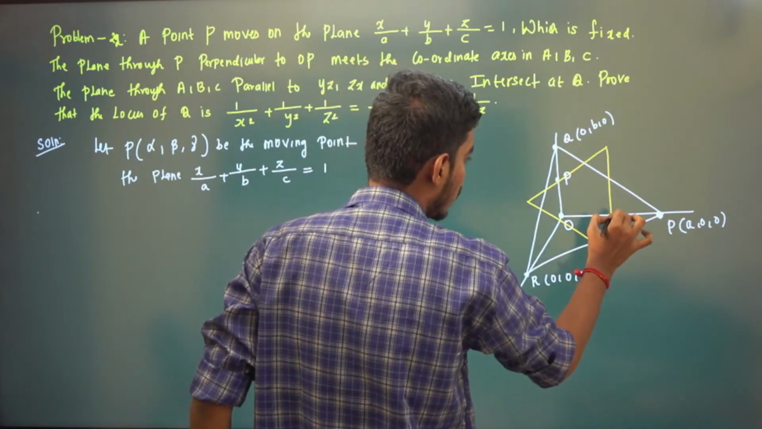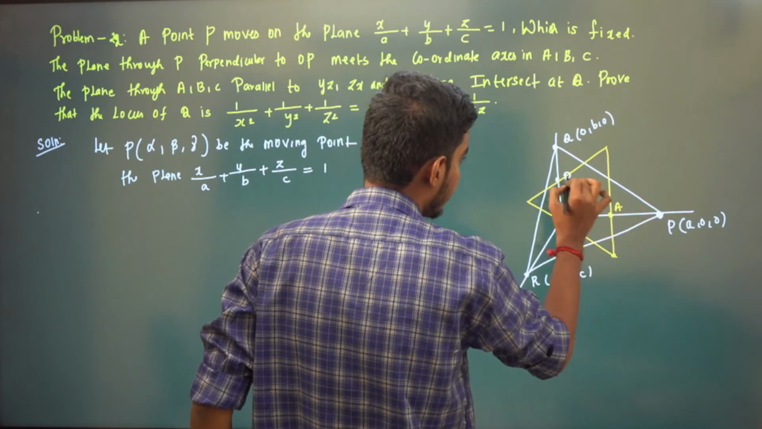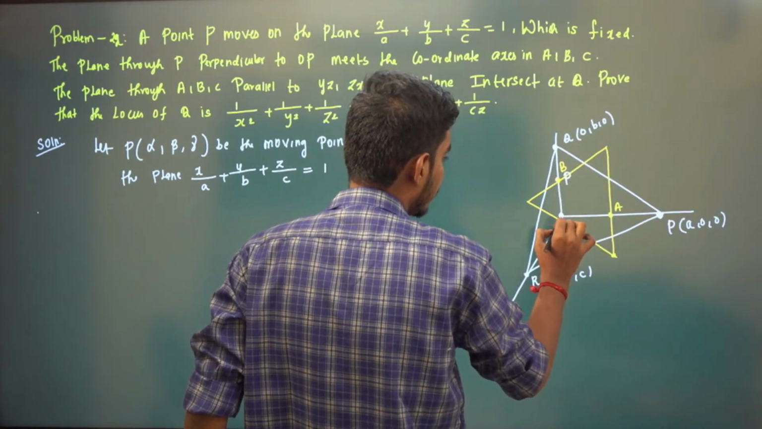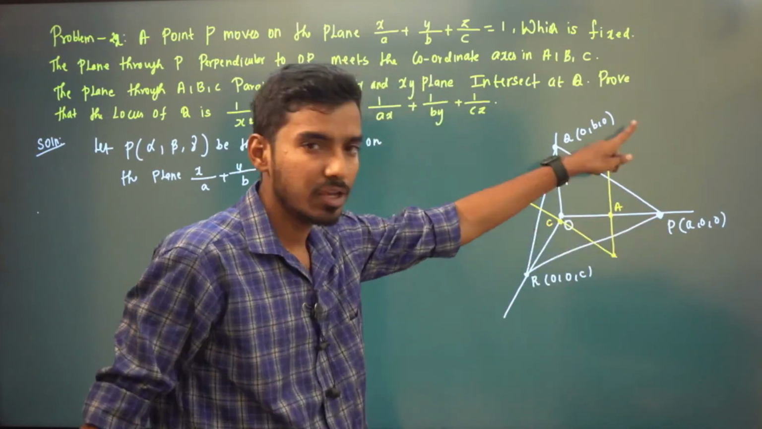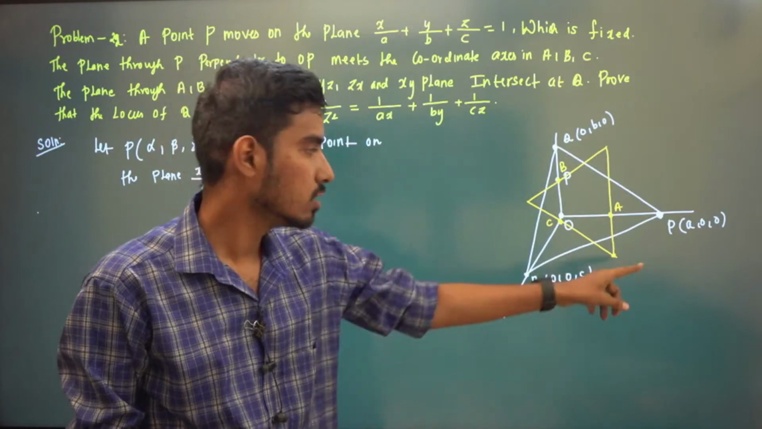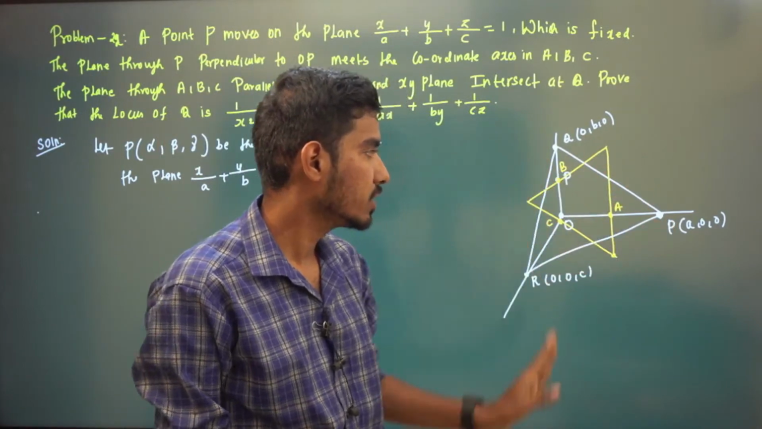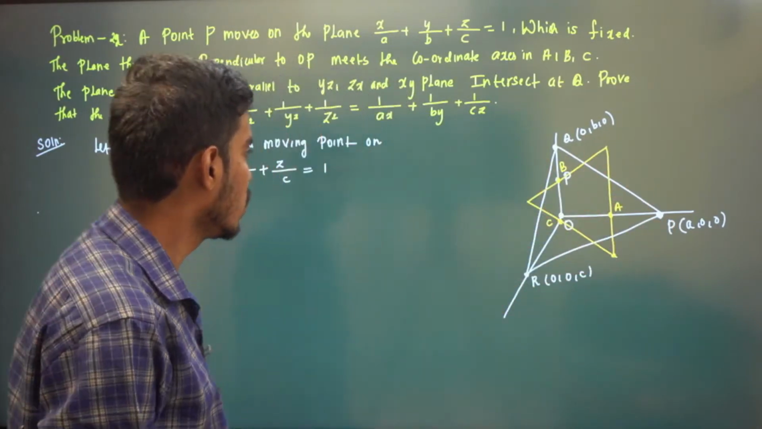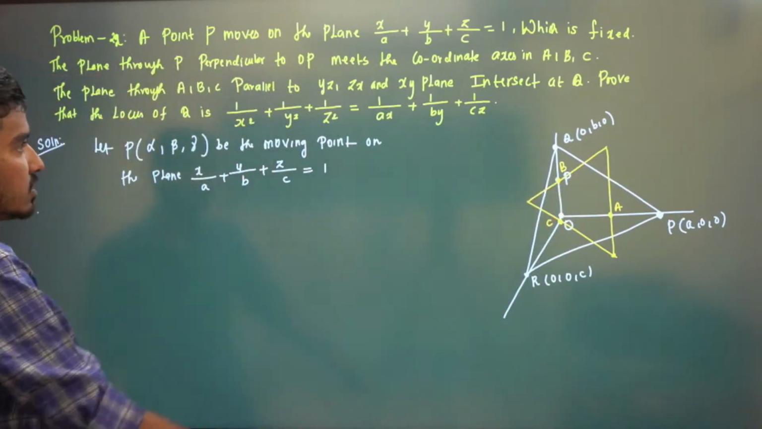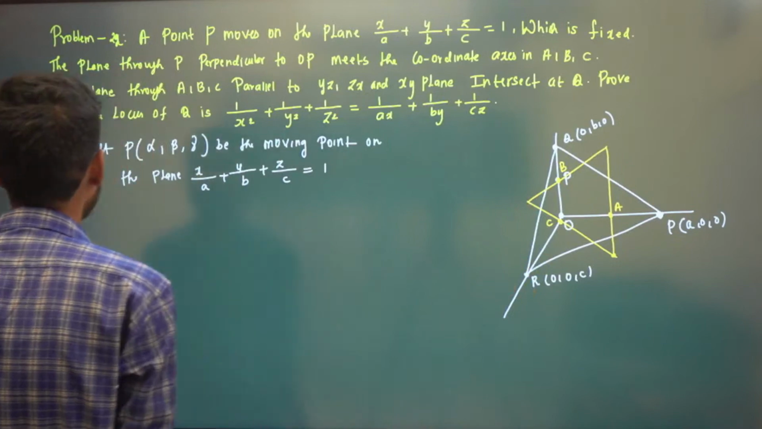So it meets the coordinate axis at A and B and C respectively. See, that is why I use PQR here. Usually you write ABC, right? But I've written PQR here as these are just coordinates. So a plane through P and perpendicular to OP meets the coordinate axis in ABC respectively.